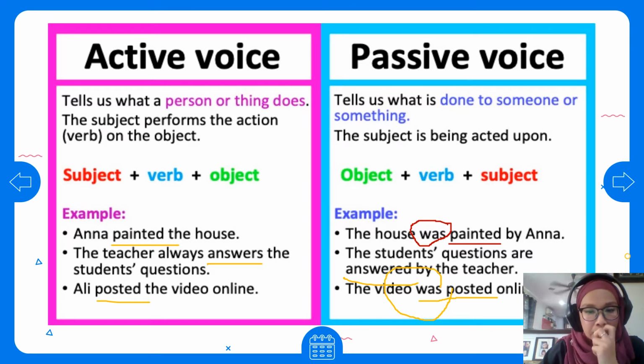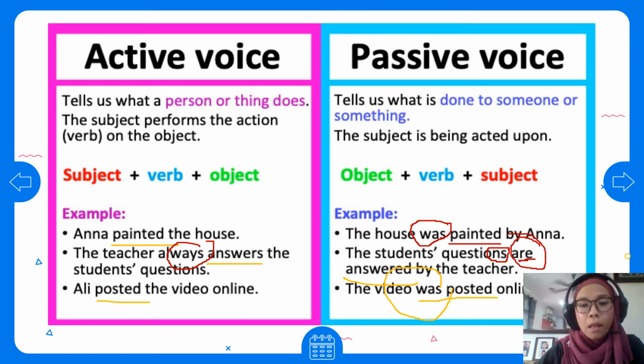And then the next one, the verb is answer. The students' questions are many, so you use are. Why are? Why not were? It's because of always, so it always happens. When it always happens, it is usually present tense. So when it is present tense, you use are answered.